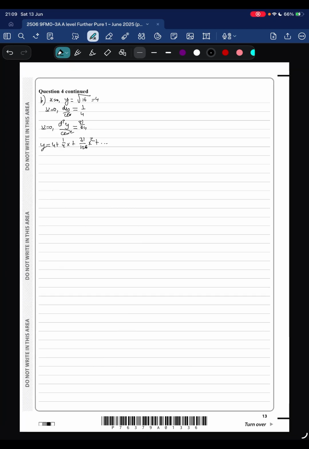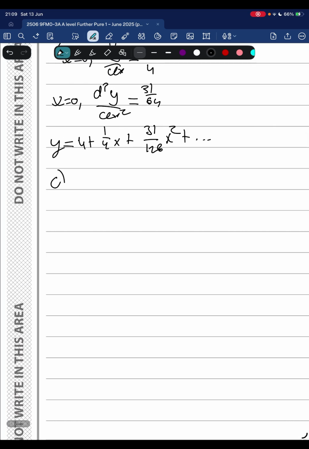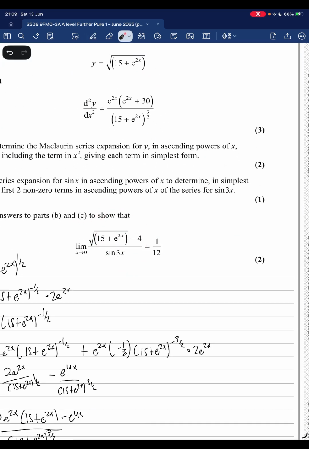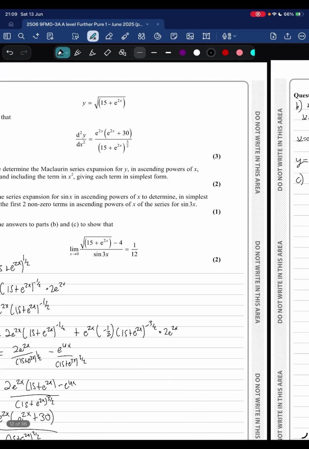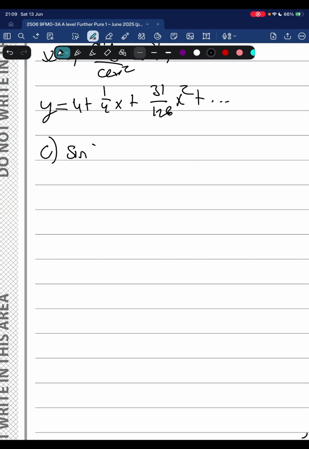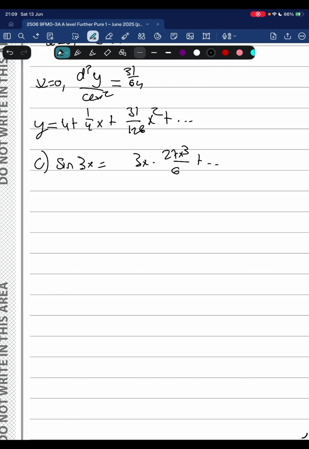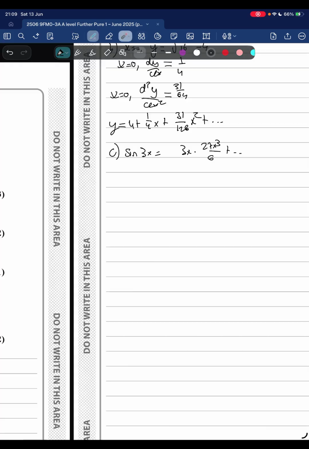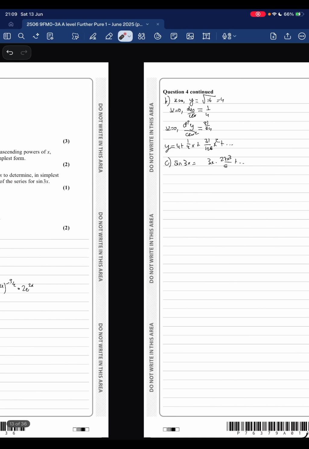Okay, so part C, we want to find this limit. So firstly, we want to find the series expansion for sine 3x. Now we know sine x is x minus x cubed over 6 plus dot dot dot. So we can write sine 3x, just replace every x with 3x. So 3x minus 27x cubed over 6 plus dot dot dot. Okay, so we'll see these first two non-zero terms here. Okay, so that's that done.